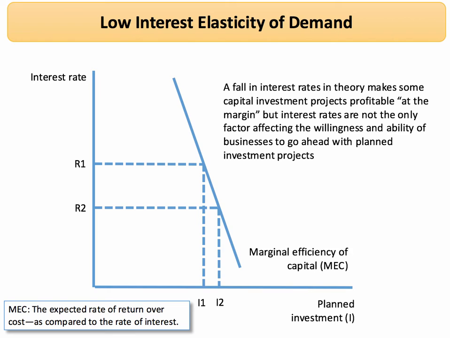Now, Keynes argued that lower interest rates, as expansionary monetary policy, can be effective in increasing planned investment, but that the relationship was relatively inelastic. The investment demand curve was relatively inelastic with respect to interest rates. And you can see this on the diagram here, quite a big fall in interest rates from R1 to R2 only leads to a small increase in planned investment.